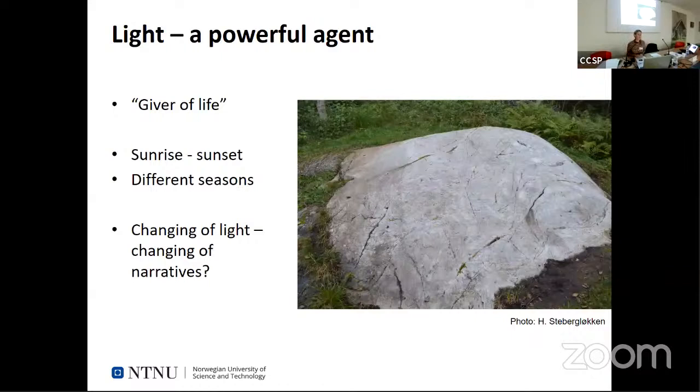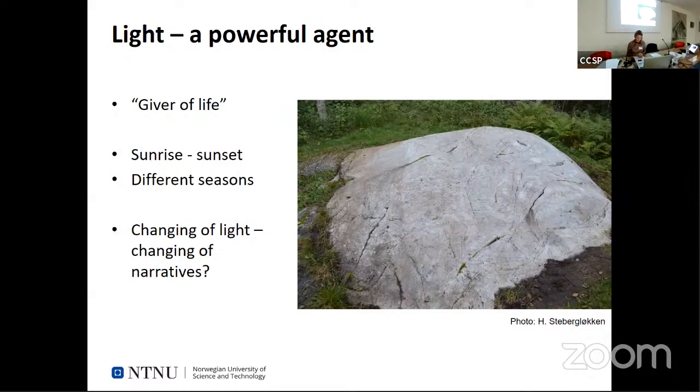So, of the different agents we have looked at, the light is perhaps the most powerful agent of all. Obviously, without light, there is nothing. So, light could be seen as the giver of life. And we think also this applies to the rock art. And everyone who has worked with rock art documentation know how important the aspect of light is.